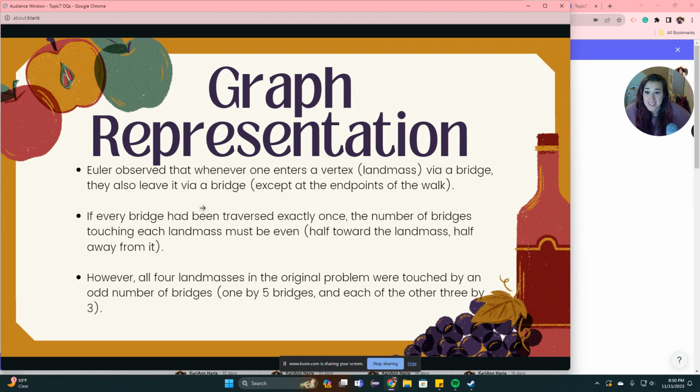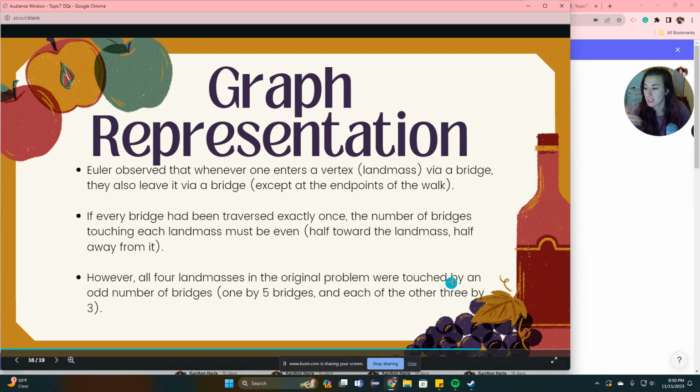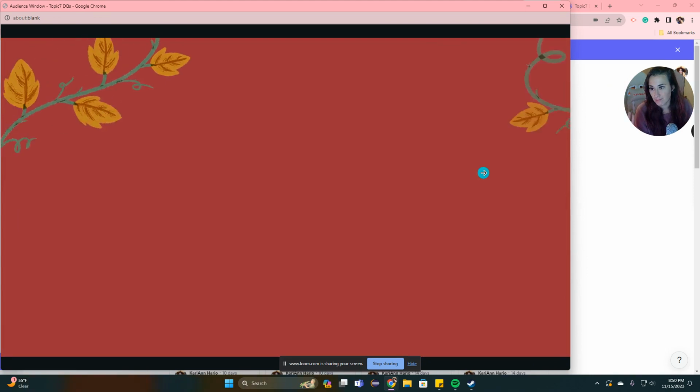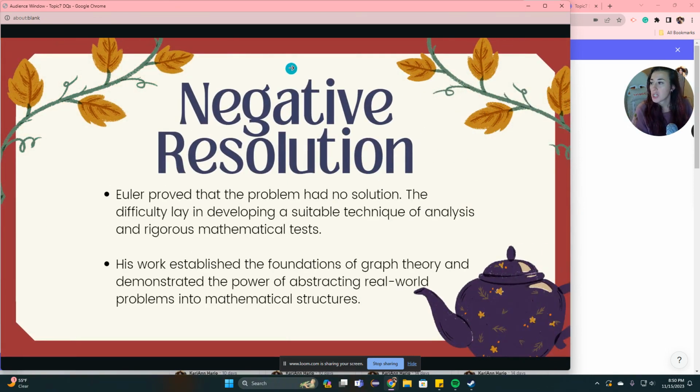I got to 6 when I tried this. That was it. However, all 4 landmasses in the original problem were touched by an odd number of bridges, one by 5 and one of the others by 3. It's kind of an impossible problem. Negative resolution. It's like a Greek tragedy. Euler proved that the problem had no solution.